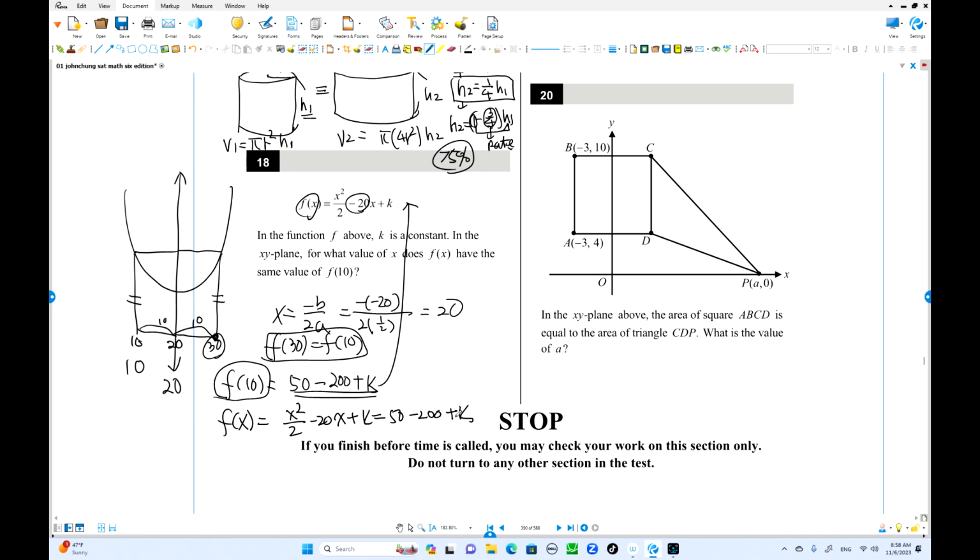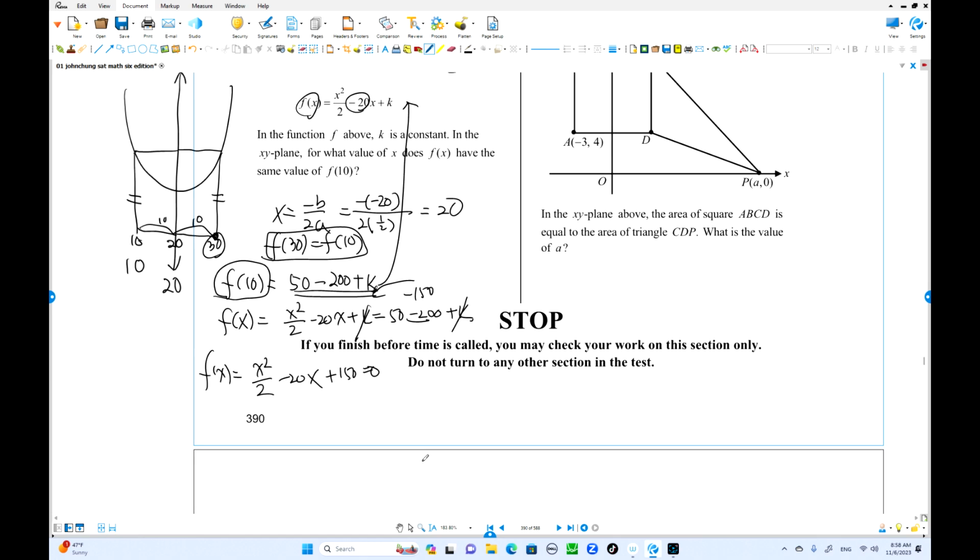You can solve this way too. But at this time, k is cancelled out. So f of x equals x squared over 2, minus 20x, minus 150, right? Move to the left, positive 150 equals 0. You have to solve this one.